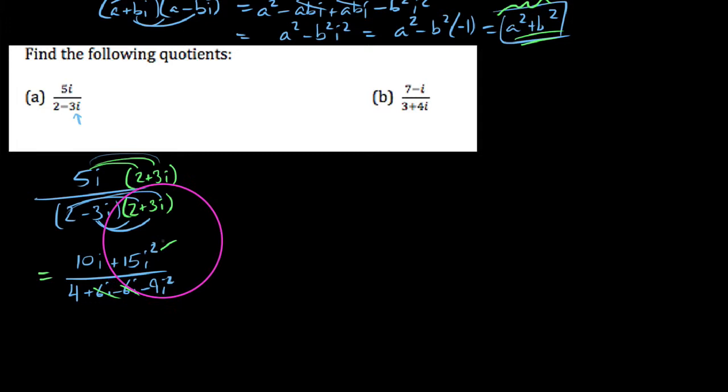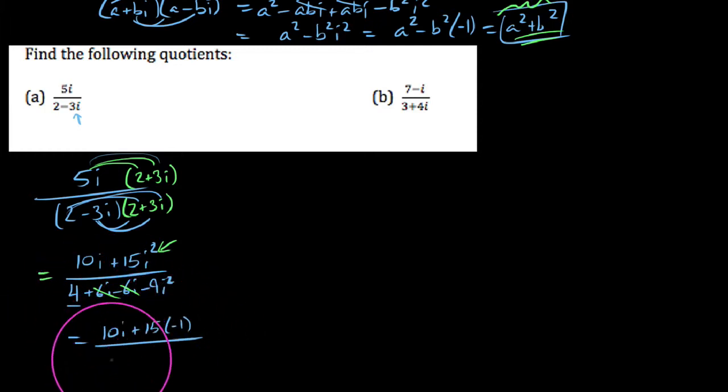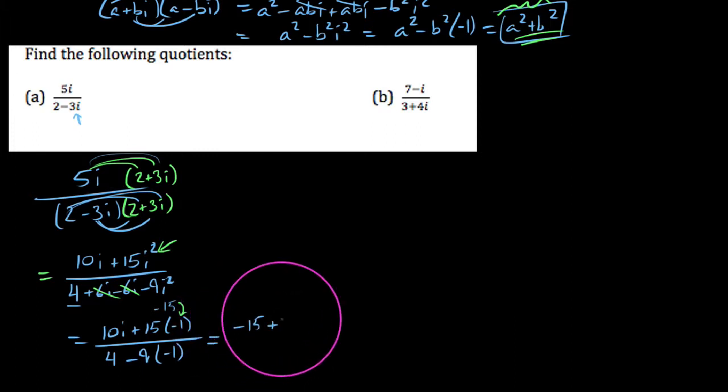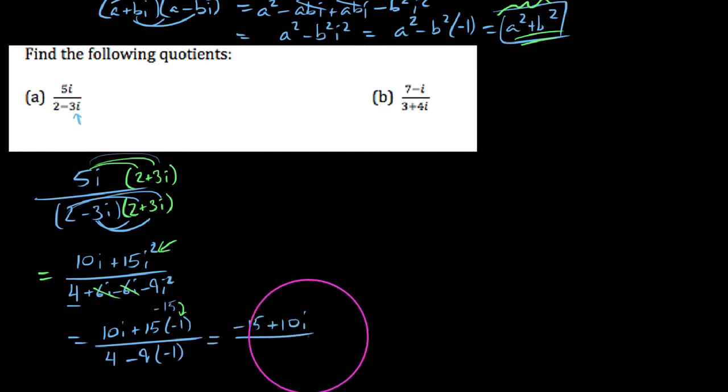As far as the top goes, wherever there's an i squared, that's really just negative 1. So we get 10i plus 15 times negative 1, all over 4 minus 9 times i squared, which itself is a negative 1. And so in this instance, we get a negative 15, which is what this is right here, a negative 15 plus 10i.